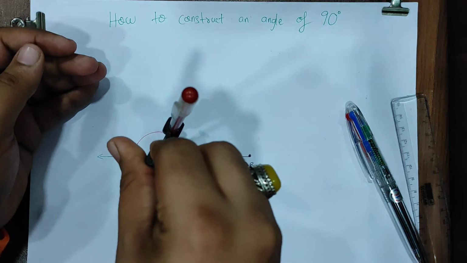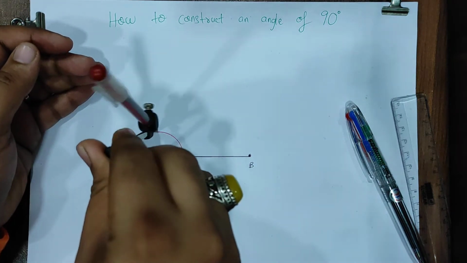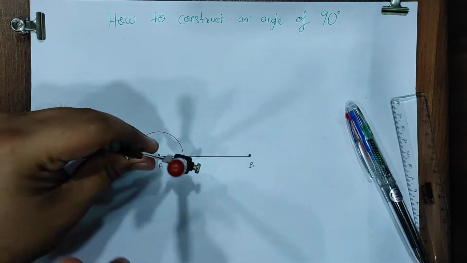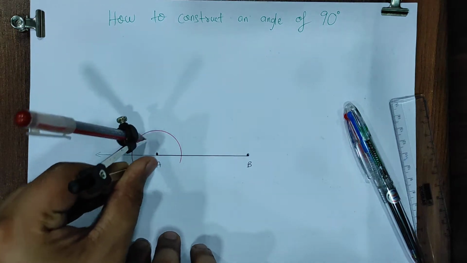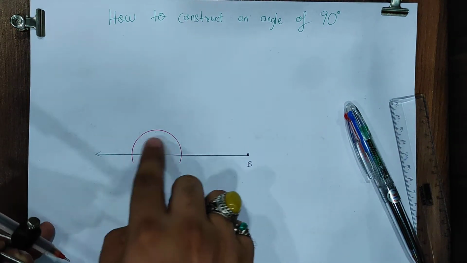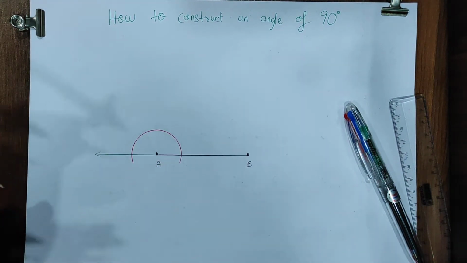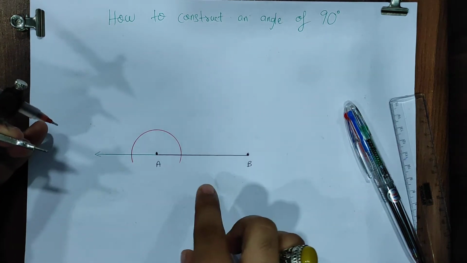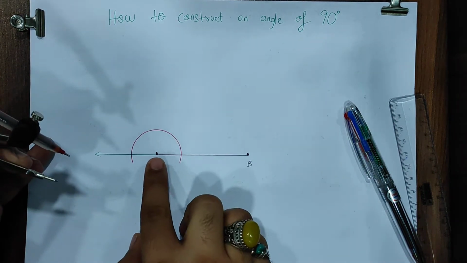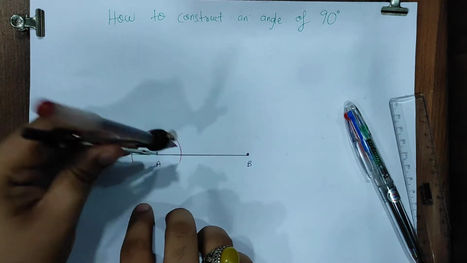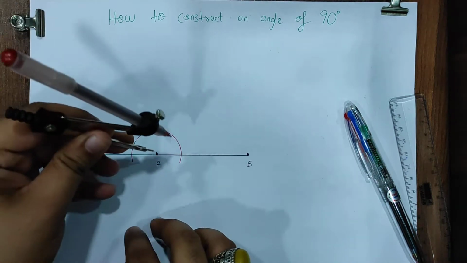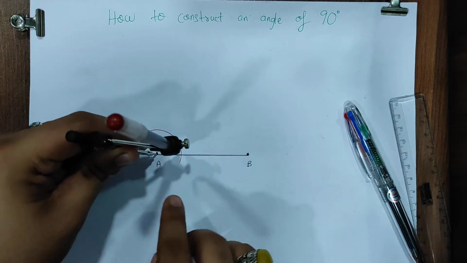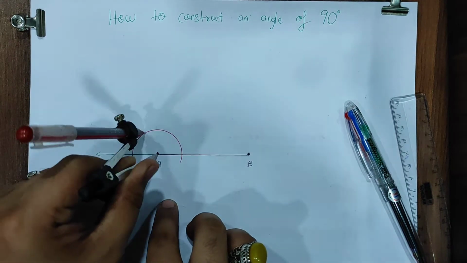Or you can do something like this. This is better. Like this I do. Hope you all are understanding this. I made a semicircle like this. So I want to make an angle of 90 degrees over here. I took just any radius and kept it at this point A where I need to make 90 degrees, and I made a semicircle over here like this.